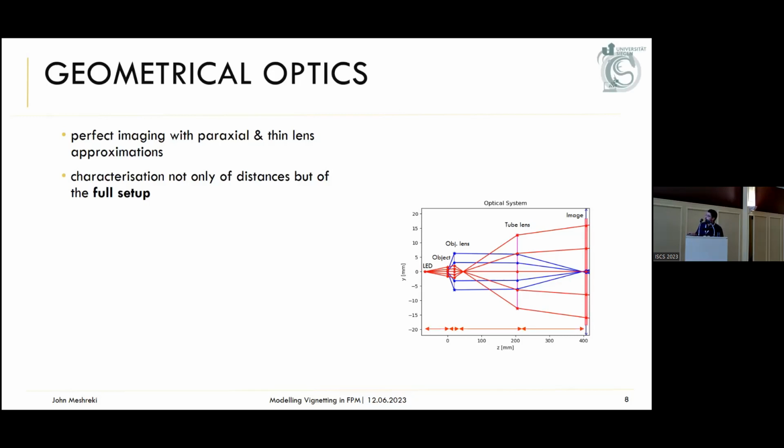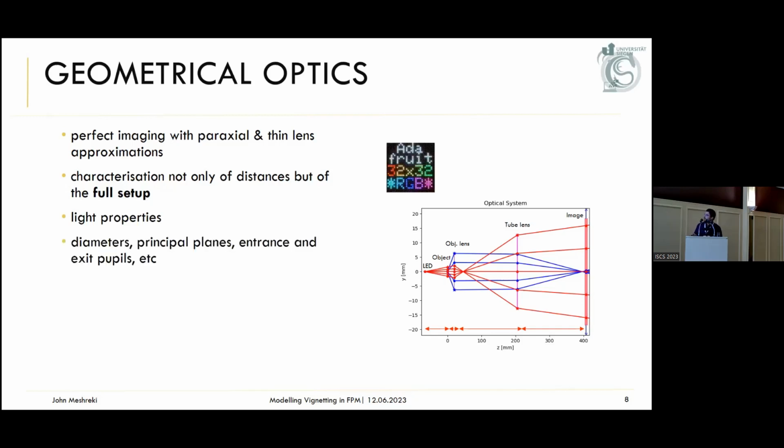So we have both of them, and we would like to characterize our system here, not only the distances between these different planes, but actually we would like to get the full setup characterized. And by that, I mean we would like to know the light properties of our LED array, as well as diameters, principal planes, entrance and exit pupils, etc., of the lenses in our setup.